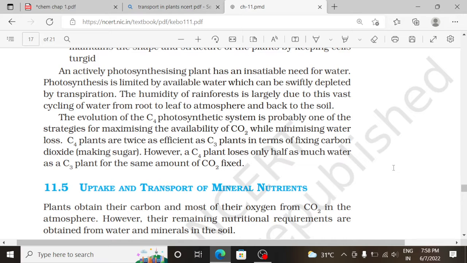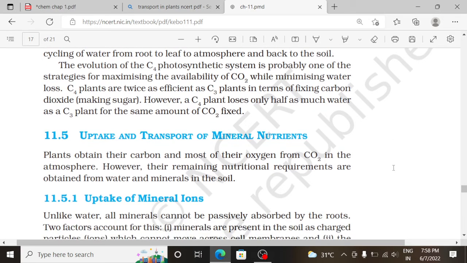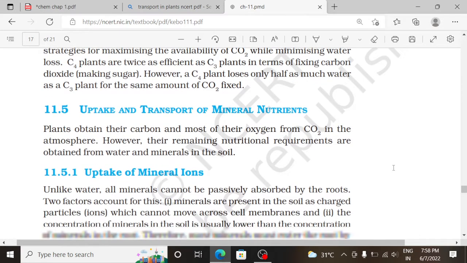C4 plants are twice as efficient as C3 plants in terms of fixing carbon dioxide, that is, making sugar. However, a C4 plant loses only half as much water as a C3 plant for the same amount of CO2 fixed. Uptake and transport of mineral nutrients.